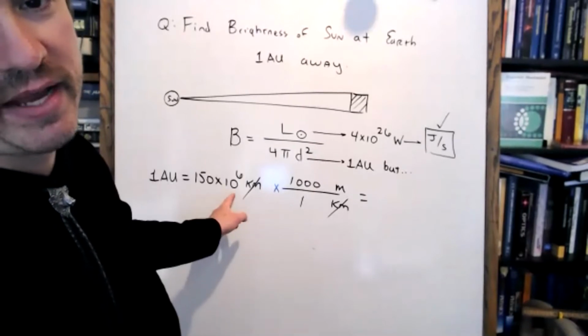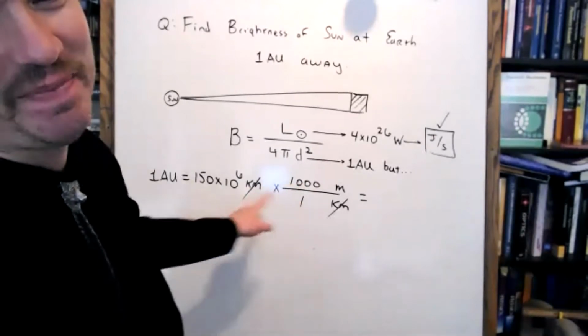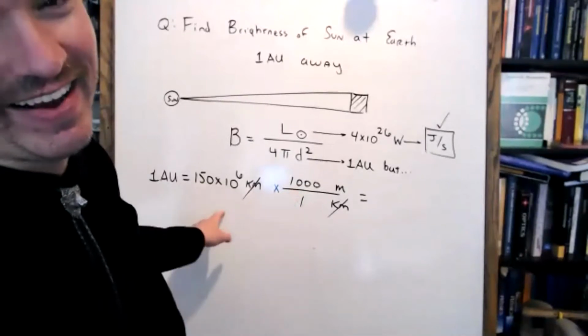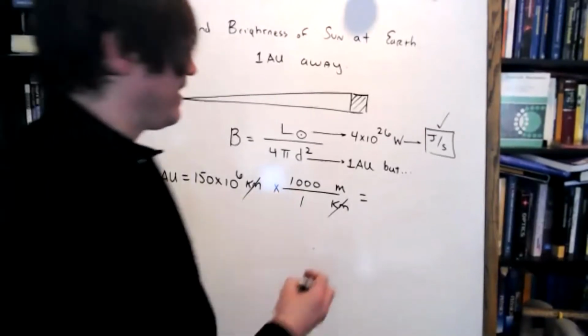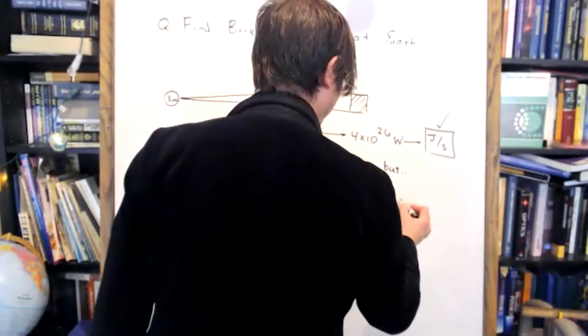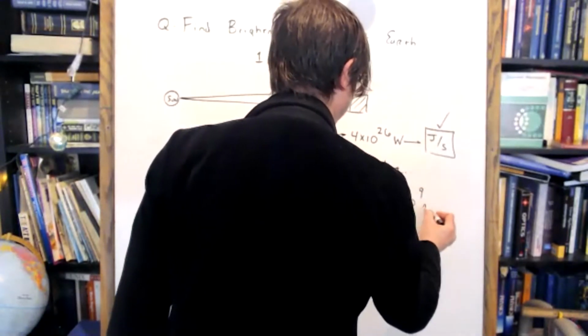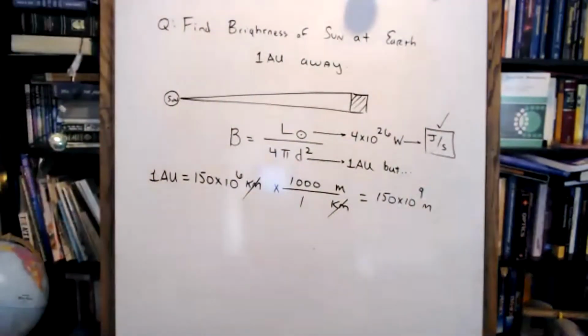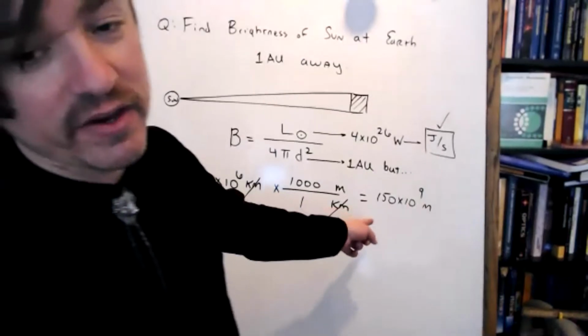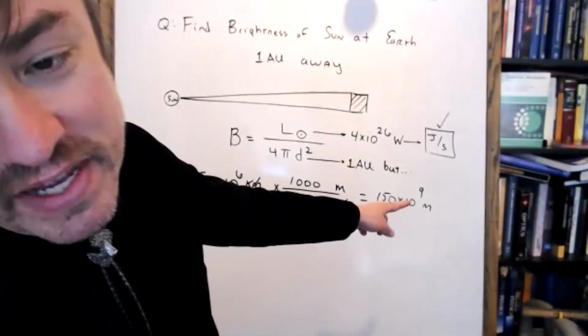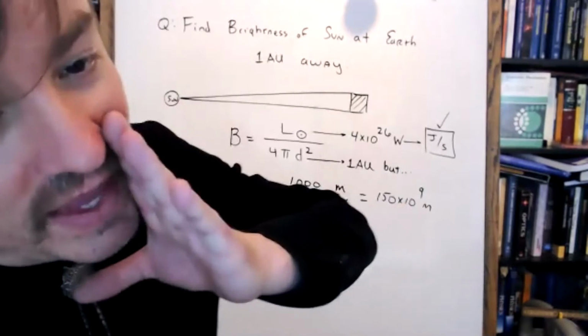8. Wait, try that again. 6 plus 3. Oh, sorry, 9. All right, okay. 6 plus 3 is 9. So we have 150 times 10 to the 9 meters. That's it. All right. Now, if you put it into your calculator, it's going to say 1.5 times 10 to the 11 meters. Same thing.